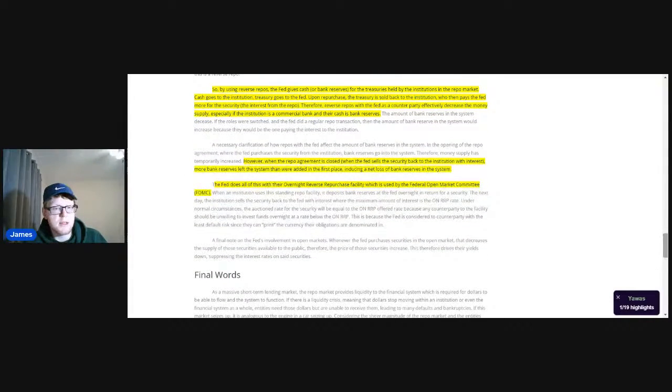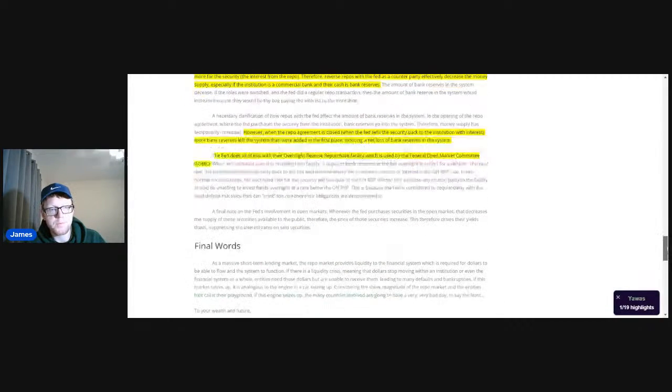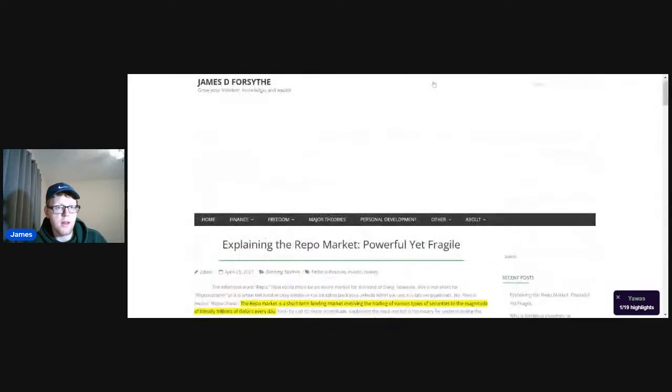They do all of this with the FOMC's overnight repo facility. But anyways, I think the repo market is very important because you're looking at the plumbing of the global financial system, right? You're dealing with a lot of money, obviously. This is banks trading trillions of dollars every day, and they're doing that for liquidity reasons, right?